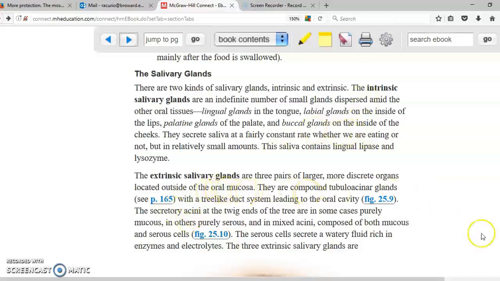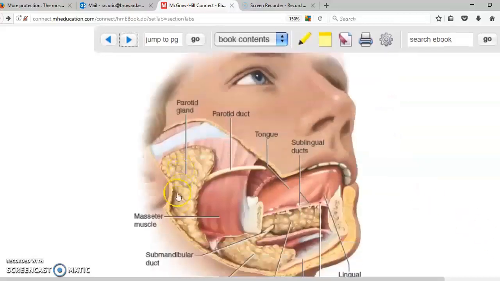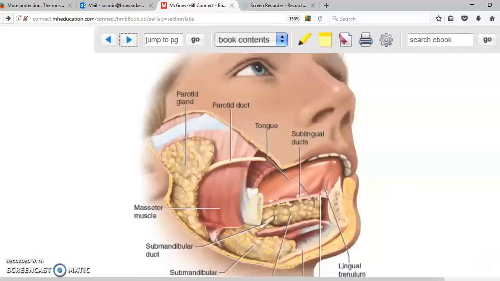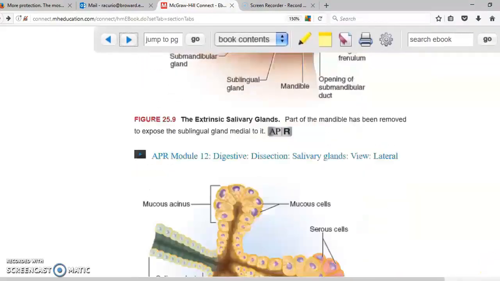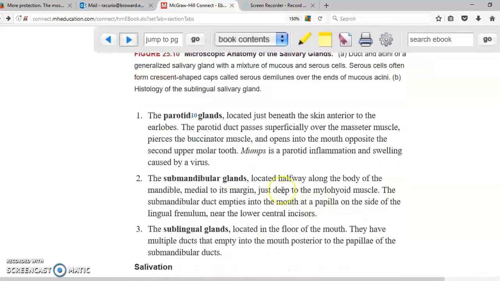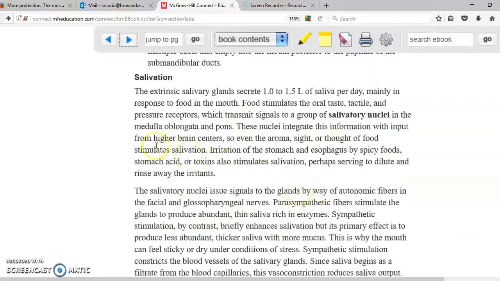They are going to be parotid, sublingual, and submandibular. Those are the extrinsic ones, and those are the biggest salivary glands that we have. Right here, parotid glands, sublingual, and submandibular. Okay, salivation: the extrinsic glands again are the ones that produce most of the saliva. They are going to produce approximately 1 to 1.5 liters of saliva throughout the day.